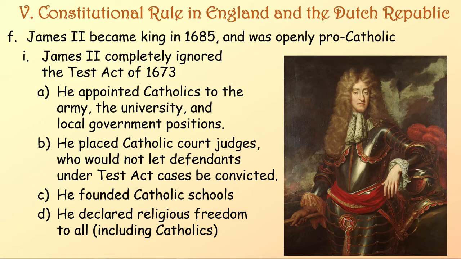James II became king in 1685, and he was openly pro-Catholic. He completely ignored the Test Act of 1673. He appointed Catholics to the army, the university, and local government positions. He placed Catholic court judges who would not let defendants under the Test Act cases be convicted. He founded schools, and he declared religious freedom to all, including Catholics.